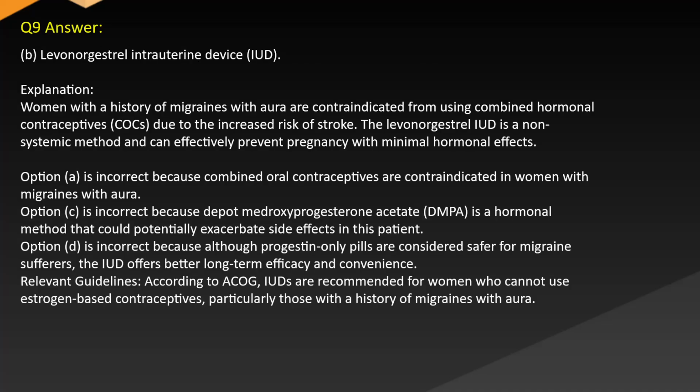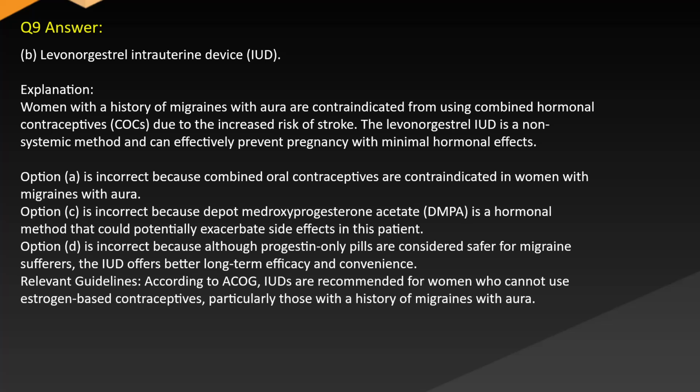Answer: B. Levonorgestrel intrauterine device, IUD. Explanation: women with a history of migraines with aura are contraindicated from using combined hormonal contraceptives, CHCs, due to the increased risk of stroke. The levonorgestrel IUD is a non-systemic method and can effectively prevent pregnancy with minimal hormonal effects.